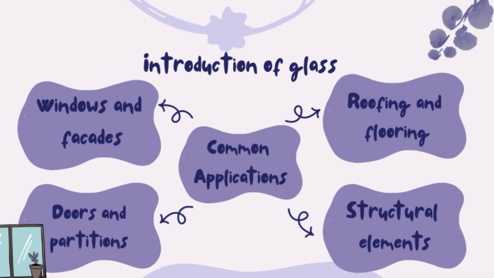First, we have windows and facades, which help to bring in natural light and offer clear view from inside the building. Next, door and partition. Glass is often used for interior doors and partition to create open and bright space.